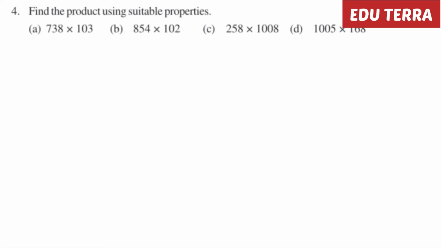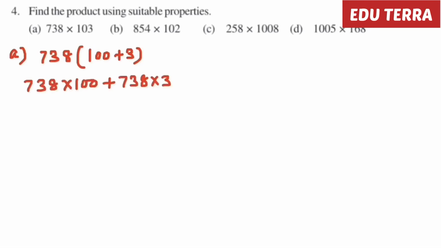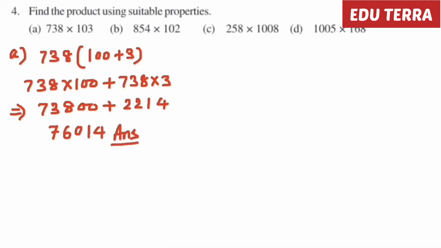Find the product using suitable properties. So properties, it means distributive properties, distributivity can apply. See what can we do? A, 738. Now you can multiply. So now what we have to do? Just add. So it will come, this is the answer. Part A is over.